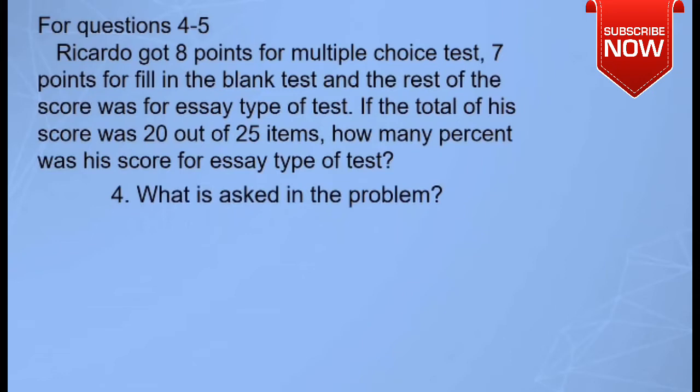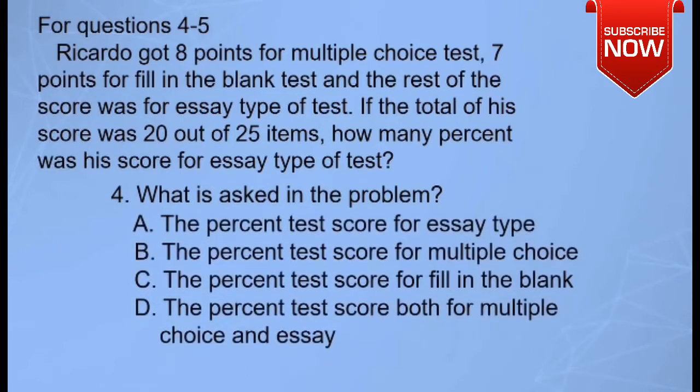Number 4. What is asked in the problem? A. The percent test score for AC type. B. The percent test score for multiple choice. C. The percent test score for fill in the blank. Or D. The percent test score for both multiple choice and essay. Go! The answer is letter A, the percent test score for AC type.